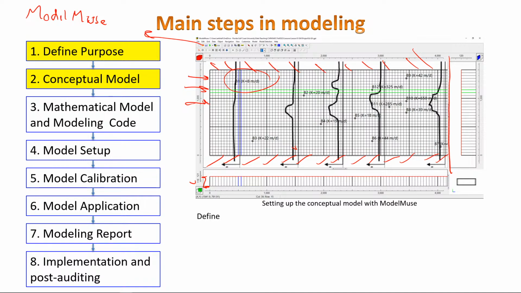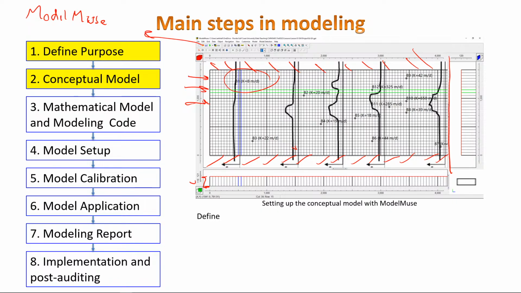So ModelMuse is a graphical user interface for this MODFLOW family, and this is what we will use to set up and calibrate our model. To calibrate the model, you need another software called PEST, and ModelMuse is also a graphical user interface for PEST. This is the software that you need for model calibration.